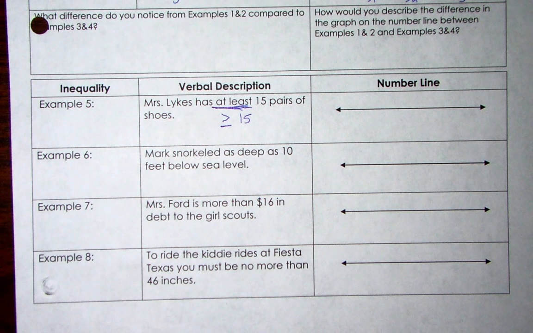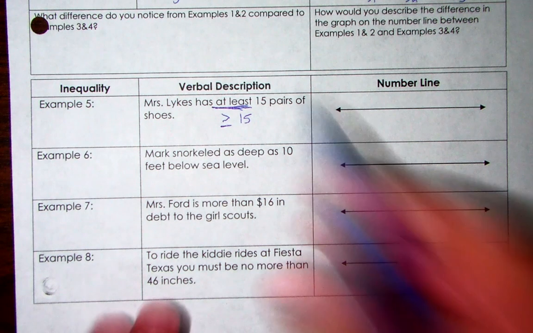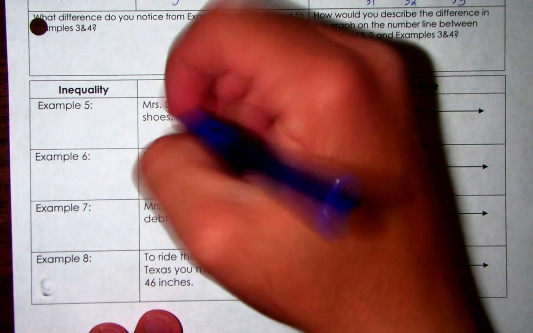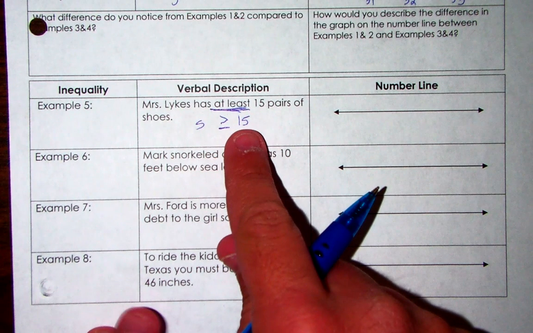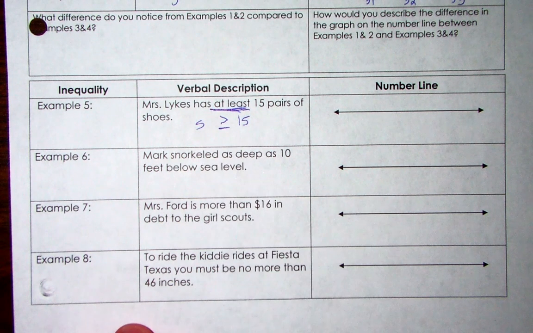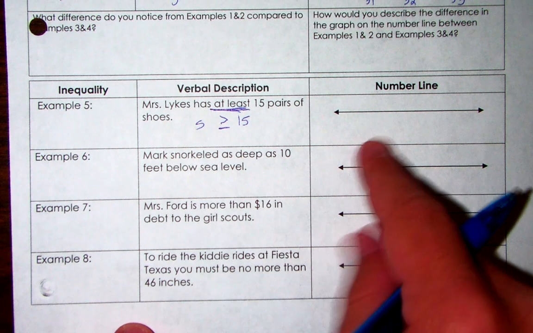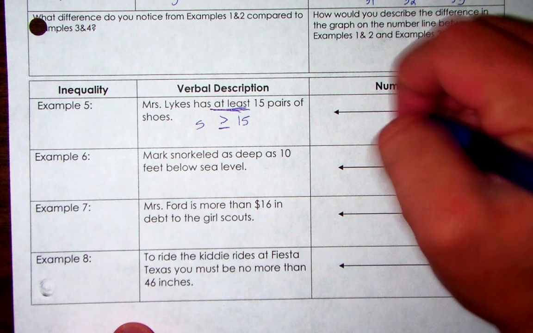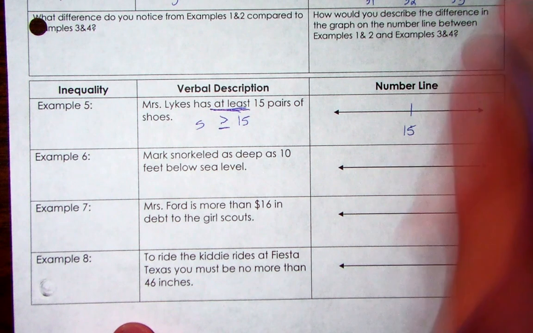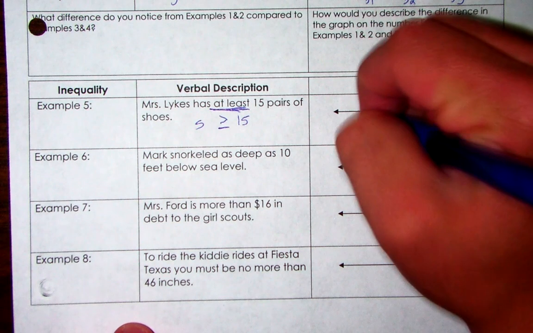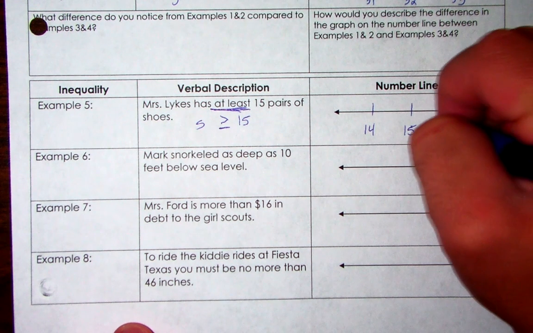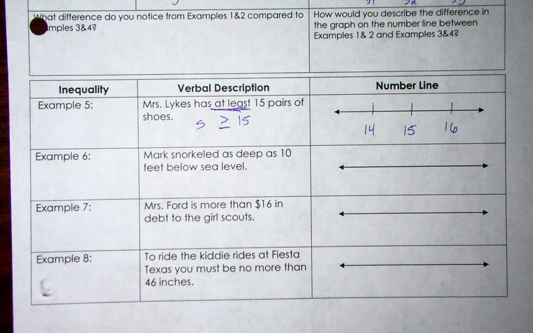Alright. So again, Miss Likes has at least 15 pairs of shoes. So I'm going to put S for shoes. So the shoes are greater than or equal to 15. There's my inequality. Let's graph it on a number line. Remember, I always like going one number below and one number above. That's what I personally like to do, but you can keep going if you want.